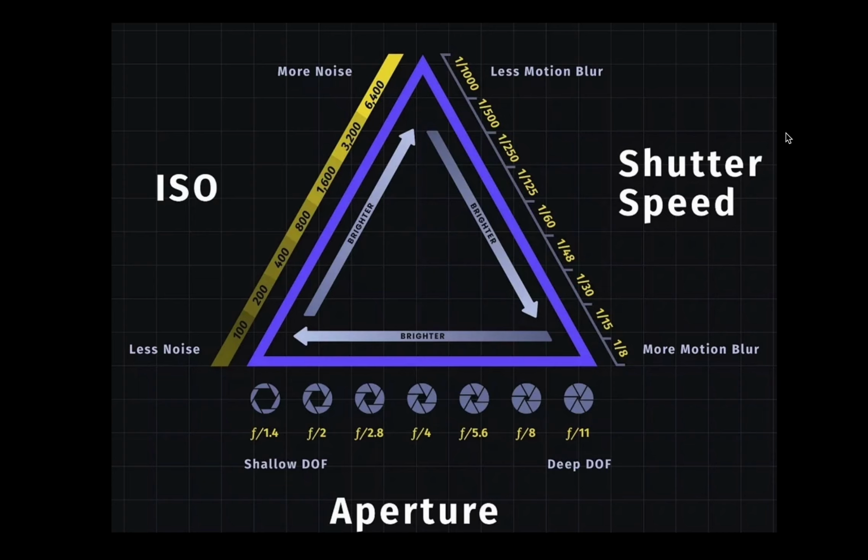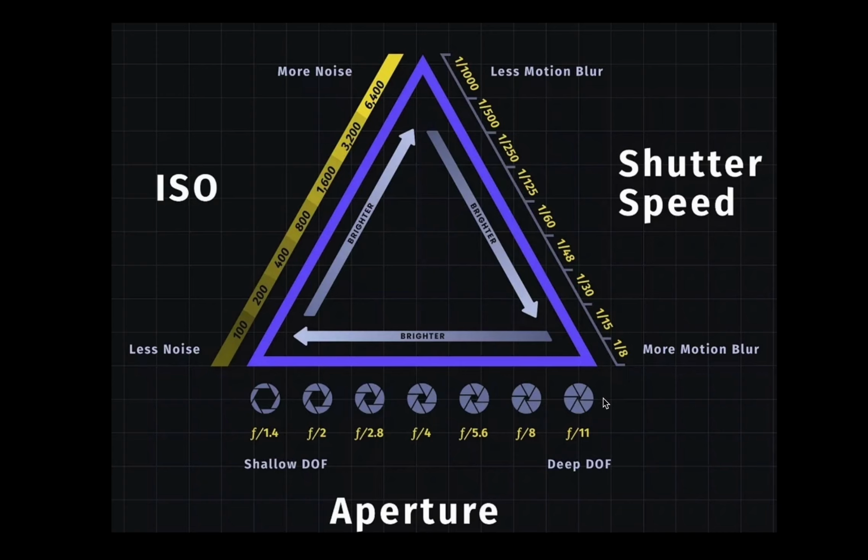So over on this left side, we have ISO. It has the numbers going up as the bar goes up, from less noise to more noise, from less fake light to more fake light. Over here on the right side, we have shutter speed. So 1/1000, less motion blur, all the way down to 1/8, which is more motion blur.